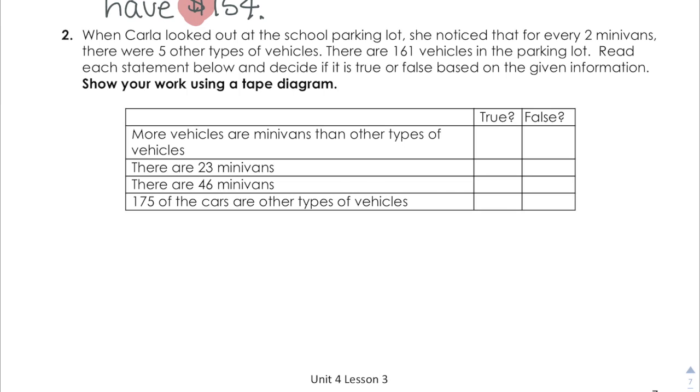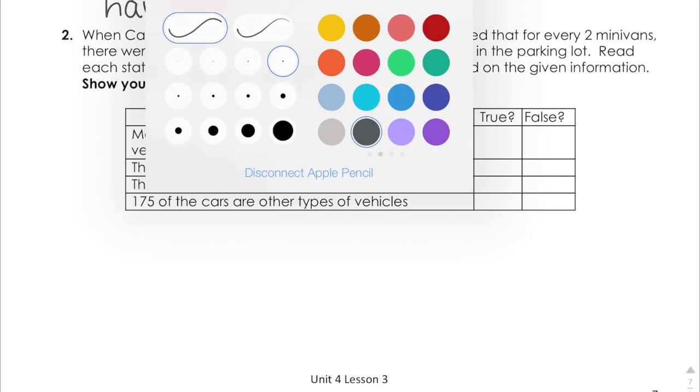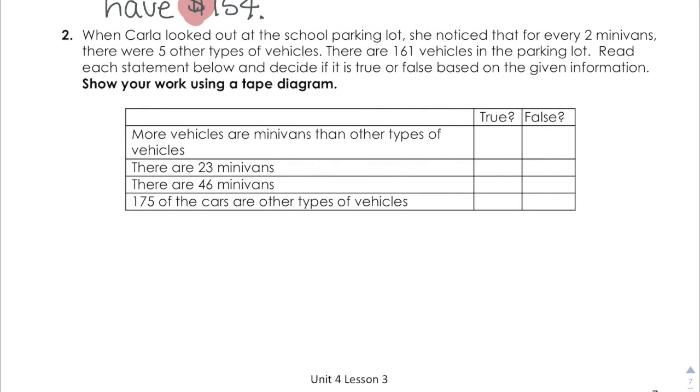There are 161 vehicles in the parking lot. Read each statement below and decide if it is true or false based on the given information. All right, so let's go ahead and get a cheat sheet ready, mark up this text. That way we can solve the rest of this problem. I can't solve this true or false table here without doing any work.